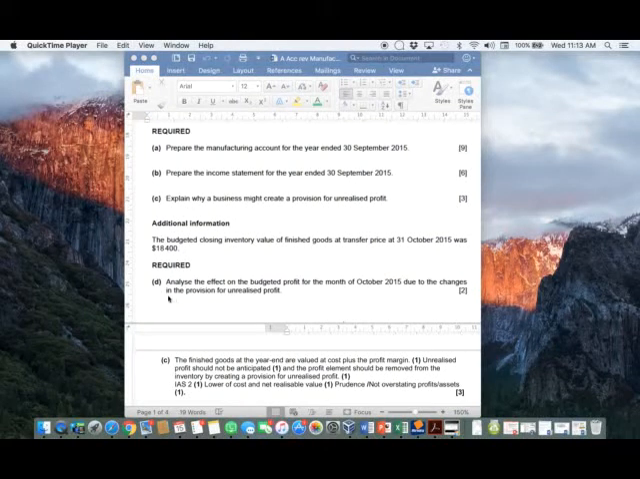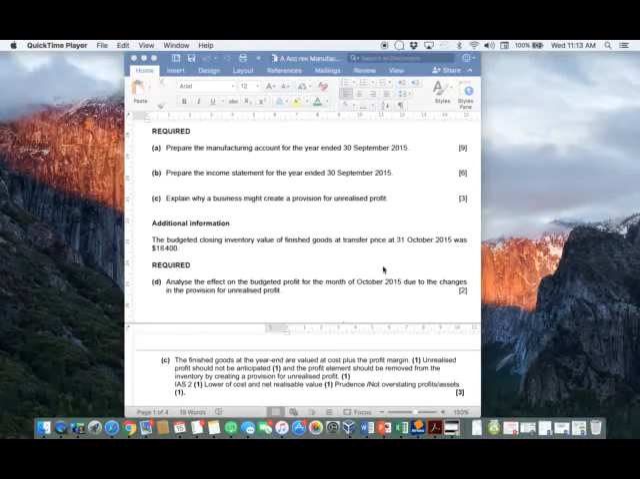D asks you to analyze the effect on the budgeted profit for the month of October 2015 due to the changes in the provision for unrealized profit. For this question, you need to read it quite carefully. It's not asking you about changes over the past year, but rather it's looking ahead to the month of October that has not yet occurred.